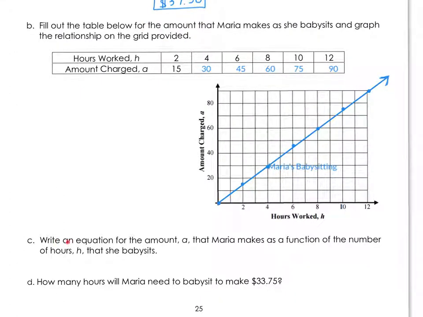Okay, now this next part says write down an equation for the amount A that Maria makes as a function of the number of hours H that she babysits. Well, I know that since it says function and it's A and H, I'm going to need to start with A of H equals, and then I found my rate, how much we're going up. That was 7.5, or 15 over 2 per hour, so times the H, and that's my function.